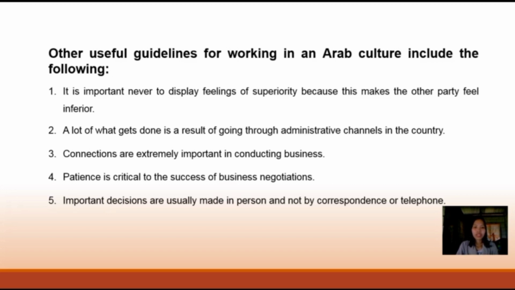Fourth, patience is critical to the success of business negotiations. So time for deliberation should be built into all negotiations to prevent a person from giving away too much in an effort to reach a quick settlement. And fifth, important decisions are usually made in person and not by correspondence or telephone. While Saudis seek counsel from many people, the ultimate power to make a decision rests with the person at the top, and this individual relies heavily on personal impressions, trust, and rapport.